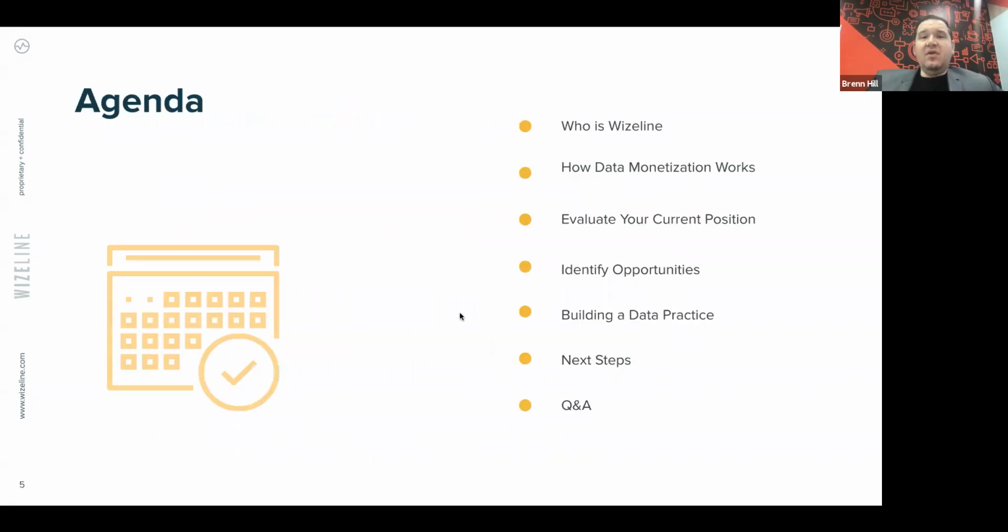Okay. So the general agenda here is we'll talk a little bit about Wizeline, we'll talk about how the monetization works. We'll tell you how to evaluate your position as a company. We'll tell you about how to identify opportunities, things you can look at inside of your company, specific topics to identify that may help you find ways forward. We'll talk again about building a data practice, who you should hire, what those skills look like, the way forward, and then the next steps in Q&A.